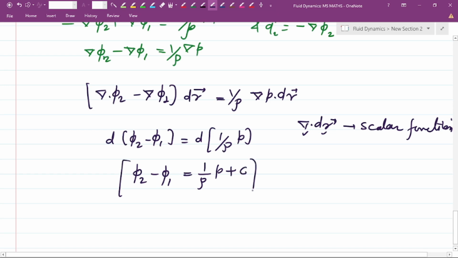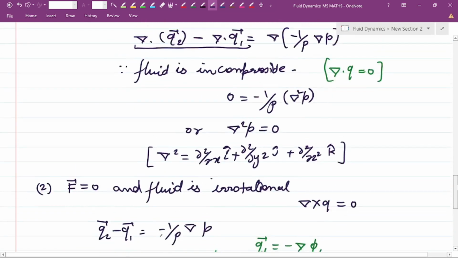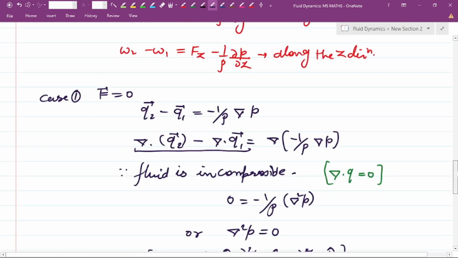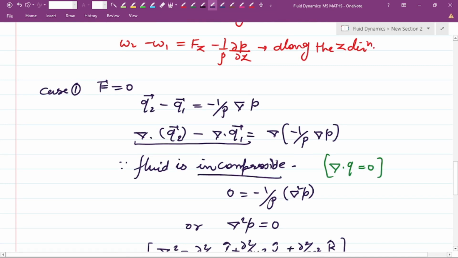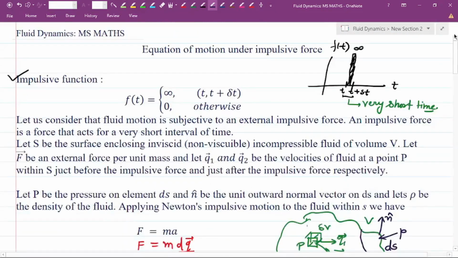This is basically the two cases of the equation when the impulsive force is absent and the fluid is irrotational, and when the impulsive force is absent and the fluid is incompressible. It means in one case the divergence is 0 and in the second case the curl is 0. So this is all about the equation of motion under the effect of the impulsive force.